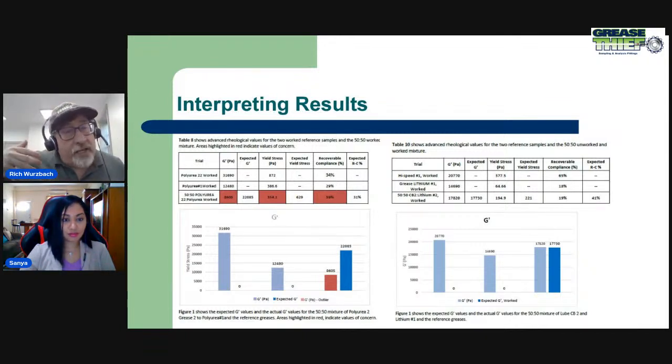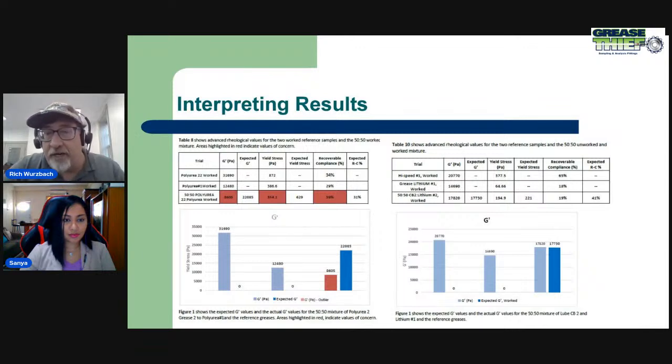Or as the bearing pushes the grease out of the way, is it going to slump back in behind that roller, or is it going to form a solid wall and basically starve the bearing? So these indications, this G prime, this yield stress, and this recoverable compliance, actually give us those varied dynamic, what we call viscoelastic behaviors of the grease, and help us predict, does this mixture behave like the individual greases, or does it go off in a completely different direction?